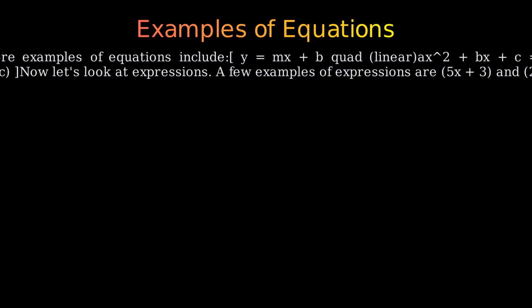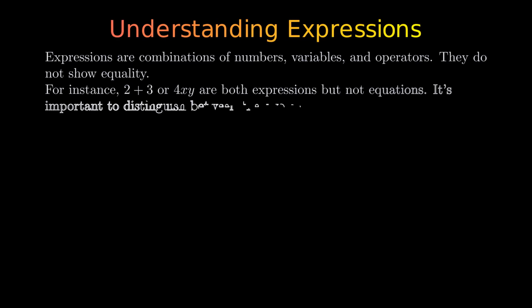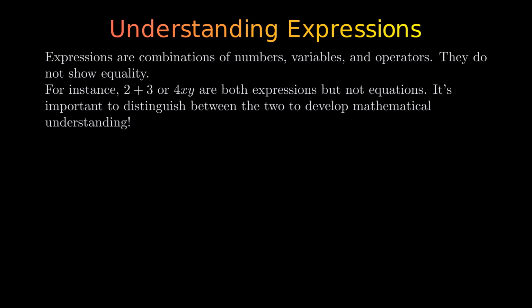A few examples of expressions are 5x + 3 and 2a - 7b. Expressions are combinations of numbers, variables, and operators. They do not show equality. For instance, 2 + 3 or 4xy are both expressions but not equations. It's important to distinguish between the two to develop mathematical understanding.